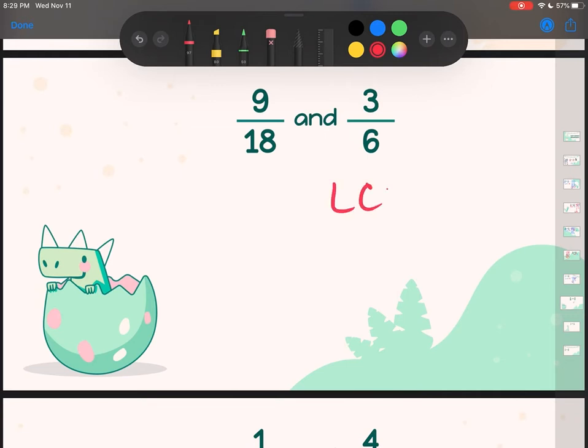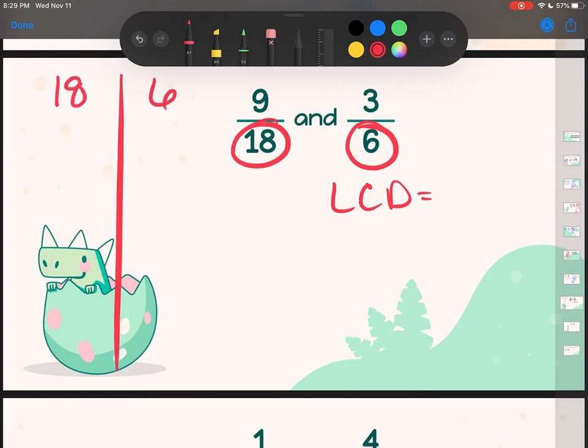All right, let's look at the next one. We've got 9/18 and 3/6. So we're finding their least common denominator of 18 and 6. So we will skip count by both of those numbers to figure out what our least common denominator is.